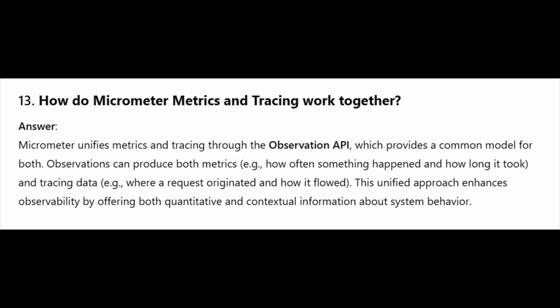13. How do Micrometer metrics and tracing work together? Answer. Micrometer unifies metrics and tracing through the observation API, which provides a common model for both. Observations can produce both metrics, e.g., how often something happened and how long it took, and tracing data, e.g., where a request originated and how it flowed. This unified approach enhances observability by offering both quantitative and contextual information about system behavior.